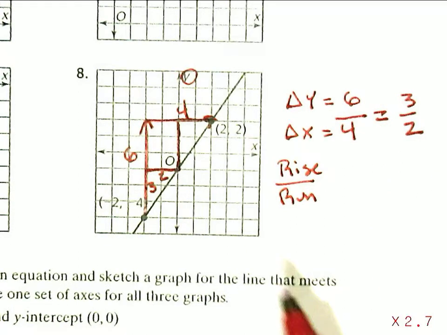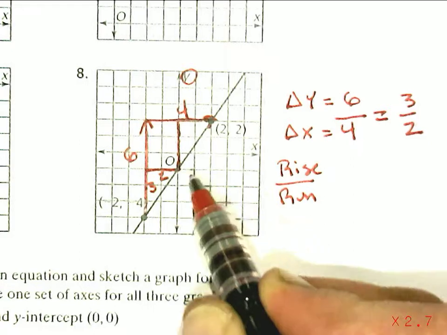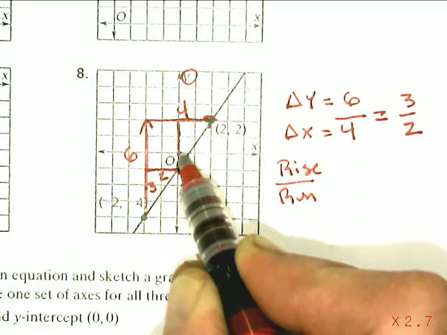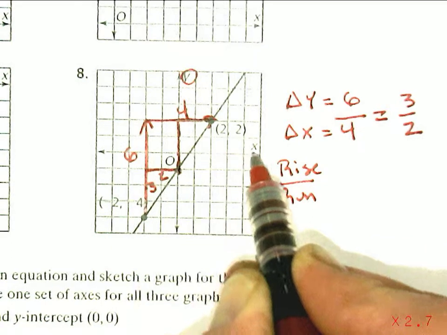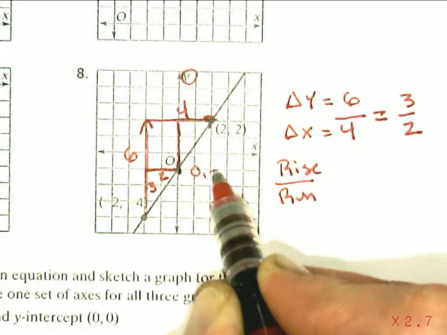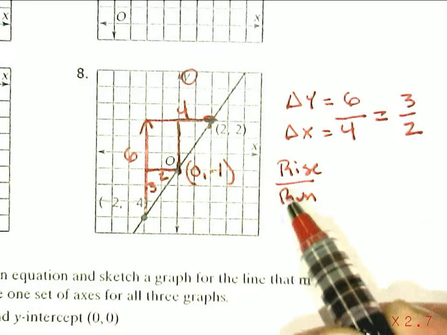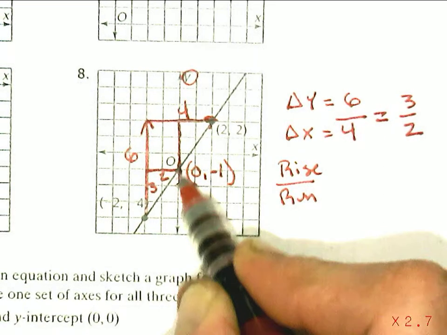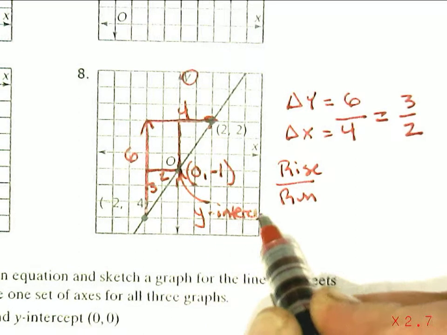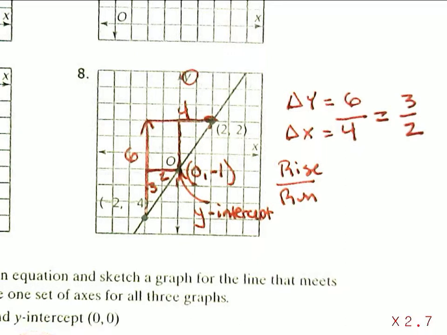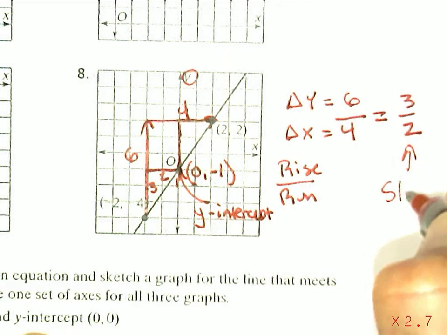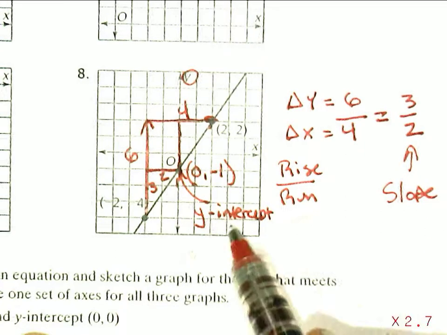And then the y-intercept on this one is right here. And so I have to kind of figure out where that is. If that's the x line here, then I'm down 1, so that point is (0, -1). And that's the y-intercept. That's the point where it crosses the y-axis, y-intercept. And so the two things I need to write in an equation are the slope, which I have right here, and the y-intercept, which I have right here.